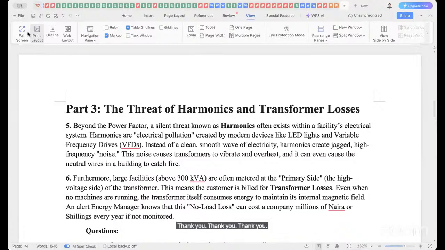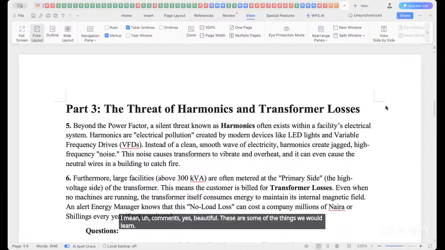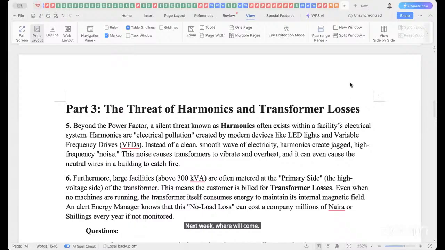Thank you very much for that. These are some of the things we would learn next week when we come. Because, of course, we've seen that the mini grid, solar installation, generating power, needs to be something that we must see in the city, even though we may not have enough roof spaces and things like that. We'll consider some of these things when we come next time.